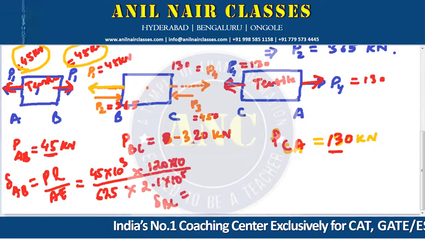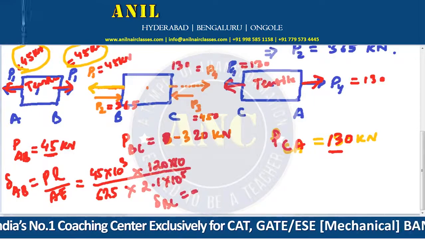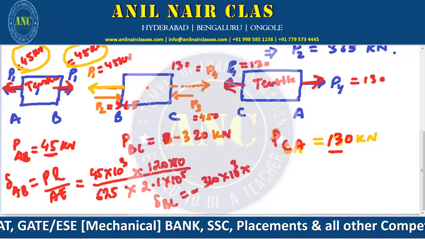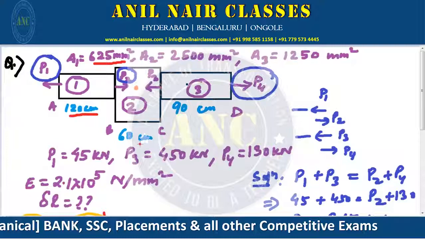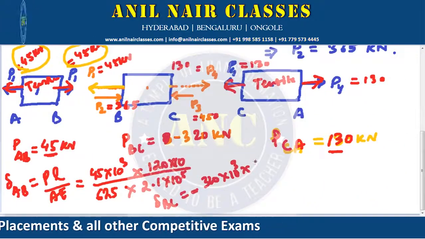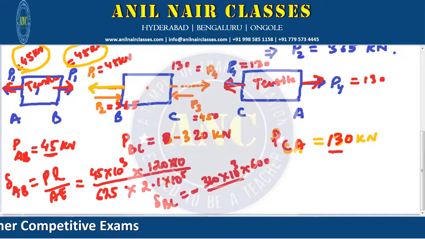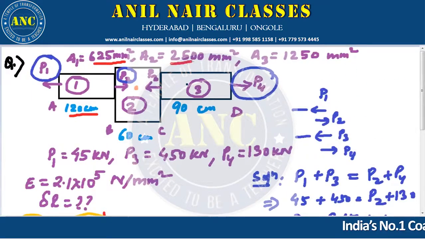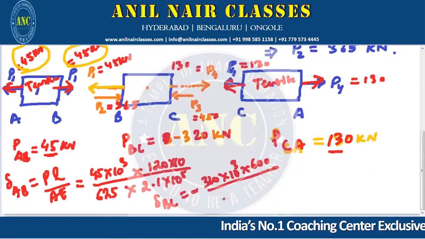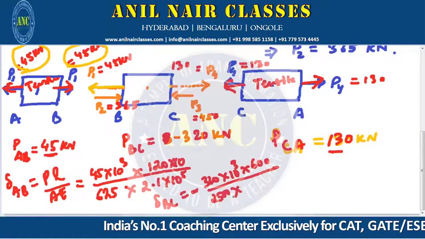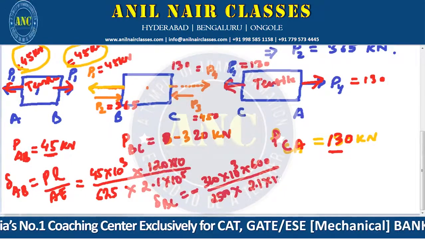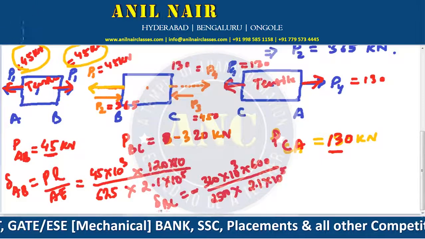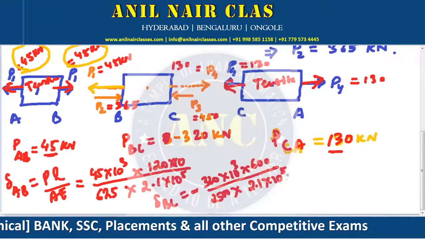Similarly, we'll go for BC. Here what will be the load? Load here will be minus. So here we'll get it minus 320 10 to the power 3. Length is 60 centimeters. So it will be 600 mm divided by area. Area is 2500 mm square. This is 2.1 into 10 to the power 5. You will get a value for this change in extension, that is extension in BC.